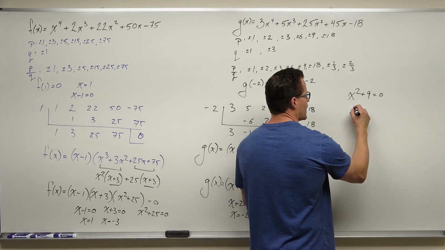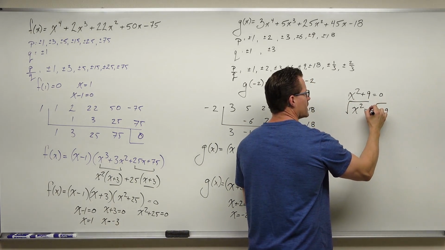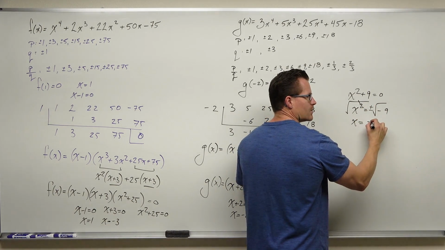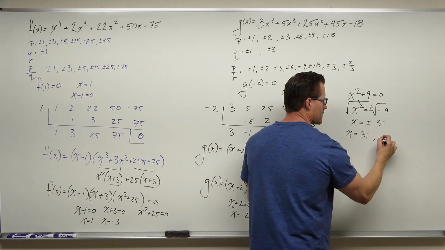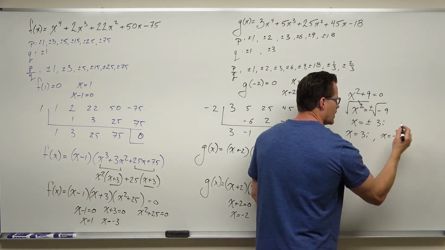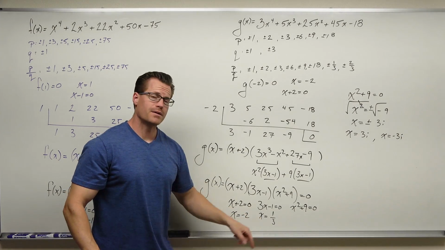So we're going to subtract 9. Take a square root with a plus and minus, and get positive or negative 3i. That's x equals 3i and x equals negative 3i. Those are the 4 solutions that we have.